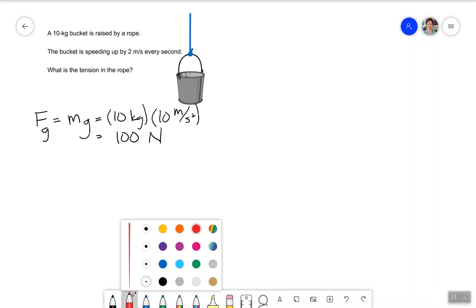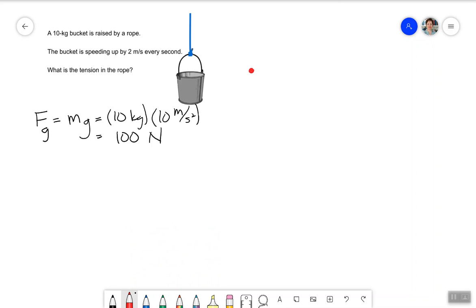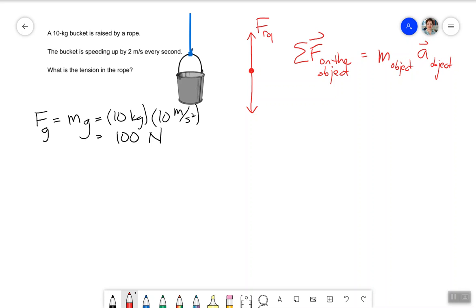And our method that we have so far is to say that we're going to choose the object, we're going to choose the bucket, and we're going to draw the forces that are on the bucket. Because what we really want to do is use this idea that the sum of the forces on the object, not by the object, on the object, is equal to the mass of the object times the acceleration of the object. So we're going to draw these vectors. This is the force due to the rope. This is the tension. And this is the force due to gravity.